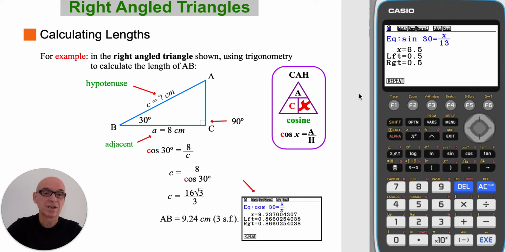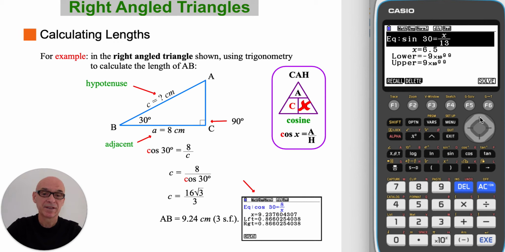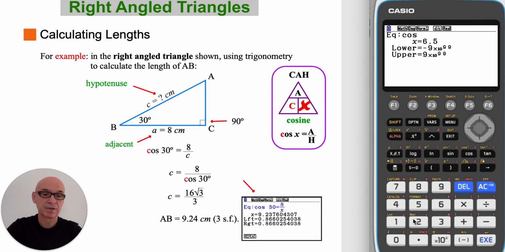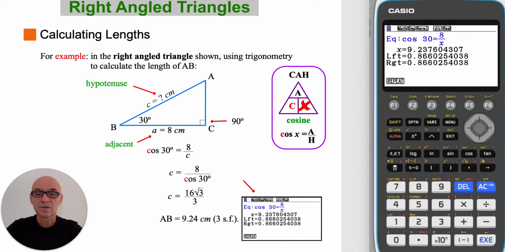So in the calculator, if I press F1 for a repeat calculation and scroll up, I can then type the equation. So that's cosine of 30 degrees, shift to access the equals, and then the fraction, and 8 in the numerator, and the down cursor, and put in the X variable to represent c. Pressing execute to enter the equation, and F6 to solve the equation. So AB is equal to 9.24 centimeters, correct to 3 significant figures.